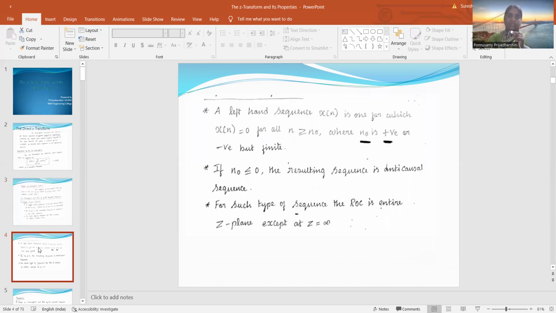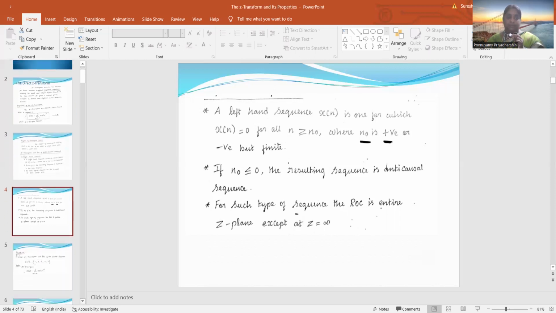A left-handed sequence is one for which x of n is equal to 0 for all n greater than or equal to n naught, where n naught is a positive value or negative but finite. If n naught is less than or equal to 0, the resulting sequence is an anti-causal sequence. For such a sequence, the ROC is the entire Z plane except z is equal to infinity.